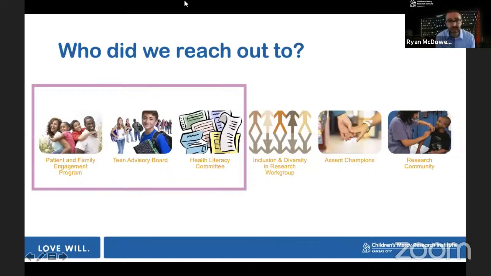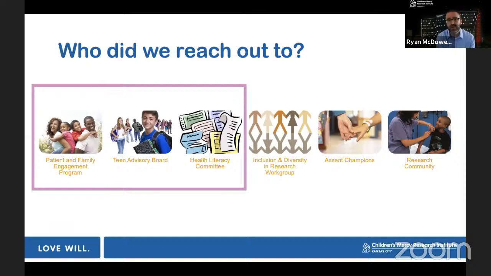So the groups that we reached out to, there were a lot of different groups. Our patient and family engagement program, our teen advisory board, our health literacy committee, inclusion and diversity and research work group that I was co-chairing at the time, our Assent champions. These are child life experts that work in the hospital that are basically advocates for the inclusion of kids in healthcare decisions. So really getting feedback from them. And then also our research community, our study coordinators, investigators.